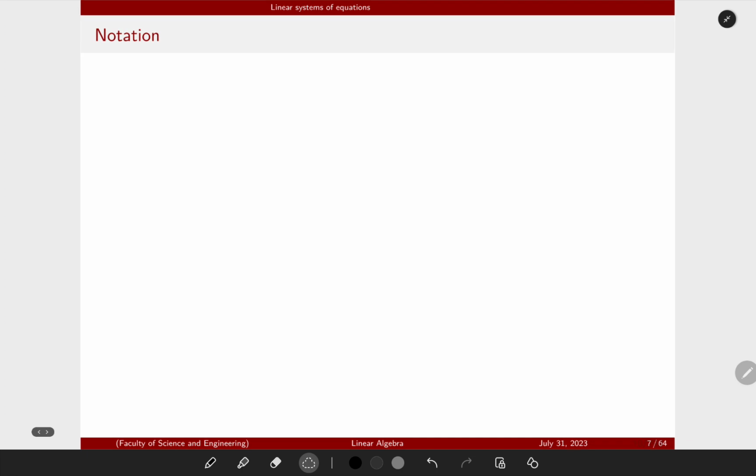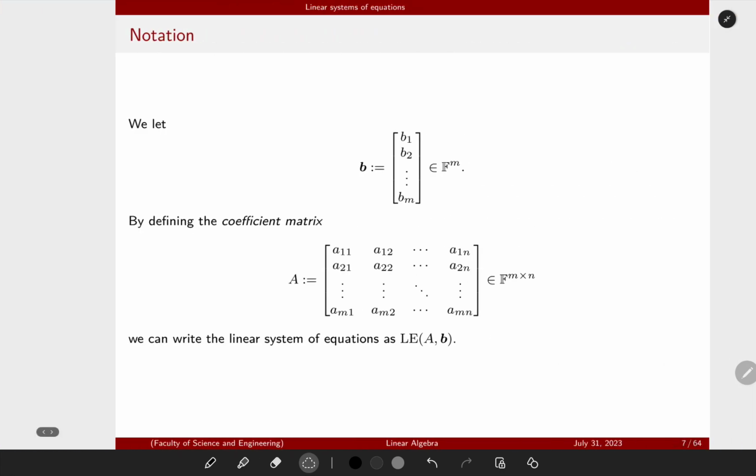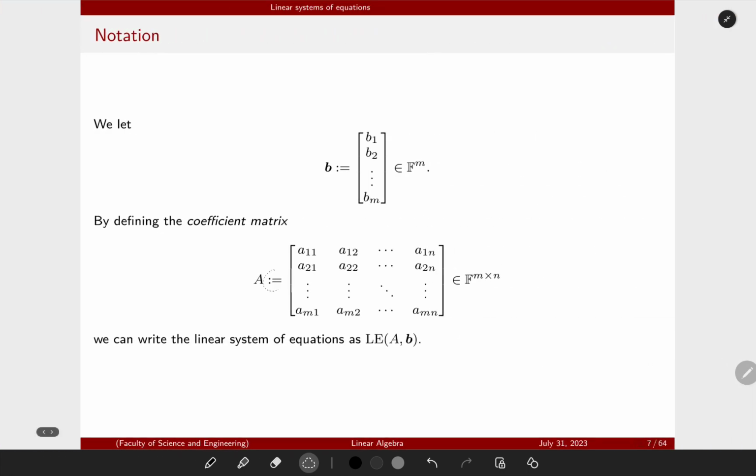Right, so now we introduce some notation that will simplify this a bit. So first we collect all of those b coefficients we had before, we collect them in a vector of order m, which here we denote by b. This symbol here just means we define as, so b we define as this vector. Then we define a coefficient matrix, so that is A here, and we say that this is in the set F^(m×n), because it has m rows and n columns.